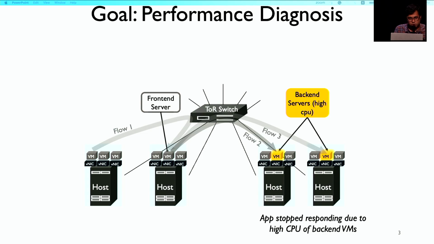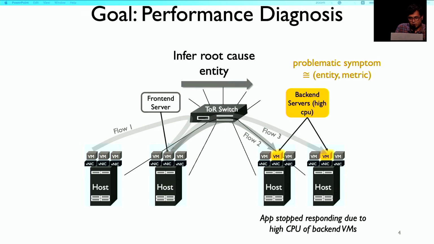In our work, we focus on this problem we call performance diagnosis. Let me define it using an incident that occurred in an enterprise network. Here, an application was not responding because its backend VMs were overwhelmed with high CPU usage. Operators wanted to reason about this problematic symptom of high CPU, but more generally, we can define a problematic symptom as a pair of an entity and a metric of that entity which might have an anomalous value. Defining it this way allows us to capture other symptoms like high drop rate of a flow or high latency for a client. The goal of performance diagnosis is to infer a root cause entity, another entity in the system which is responsible for this problematic symptom.